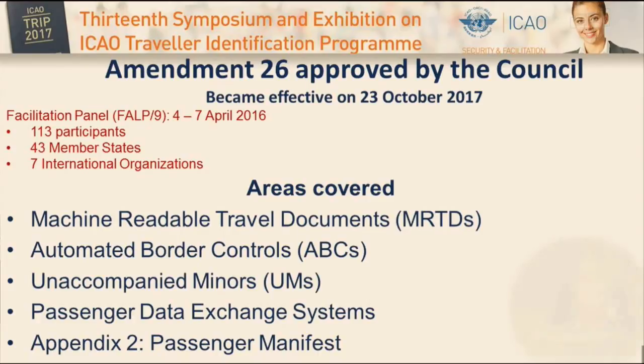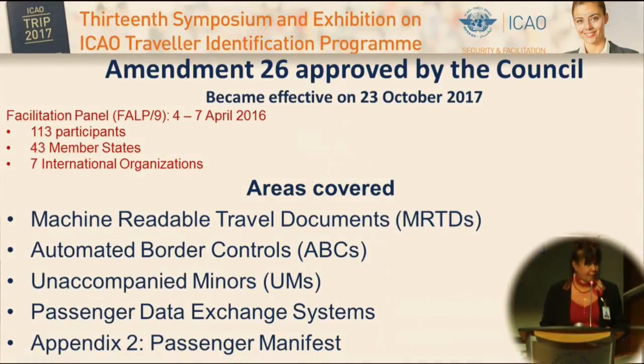So recently, Amendment 26 to Annex 9 has been approved by the Council, and in fact, it became effective yesterday, 23 October 2017. The areas covered by this Amendment 26 are machine-readable travel documents, automated border control, unaccompanied minors, passenger data exchange systems, and the passenger manifest. I will give you only some details about the SARPs which have changed for machine-readable travel documents, automated border control, and passenger data exchange.